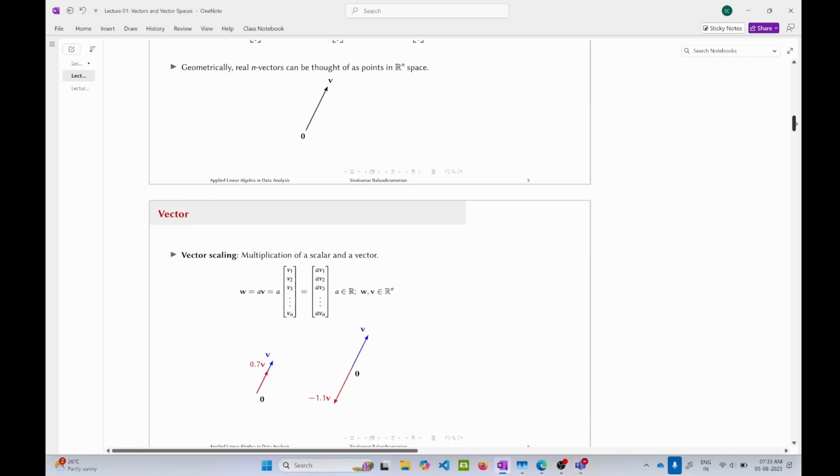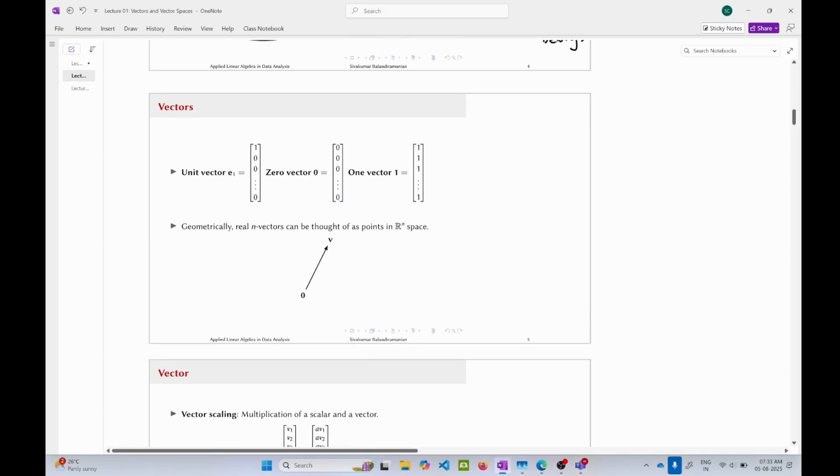Continuing further, we will now define some standard n vectors that we will often come across. Some of the standard vectors we will come across is the zero vector. When I say zero vector, that simply means all the elements are zero. A zero n vector would mean simply a column of all zeros. One vector, on the other hand, would mean a column of all ones.